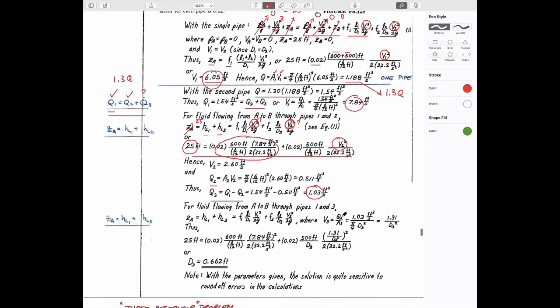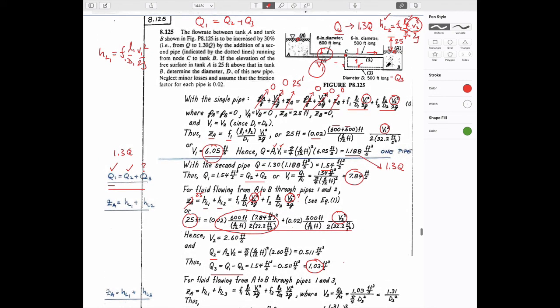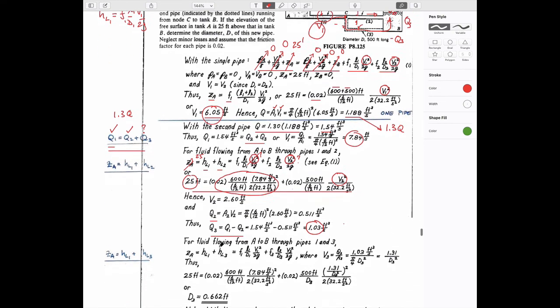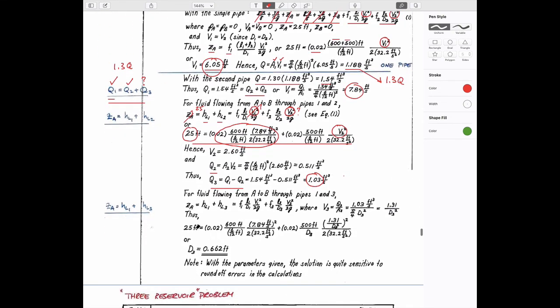And now we can write the behavior between the upstream reservoir and the downstream reservoir, but going along this lower circuit. We know what the flow rate Q3 has to be, and so we can write this equation here. This is the energy equation. This has to be 25 feet. This is the head drops between pipe 1 and 3 on the bottom, upstream and then downstream.